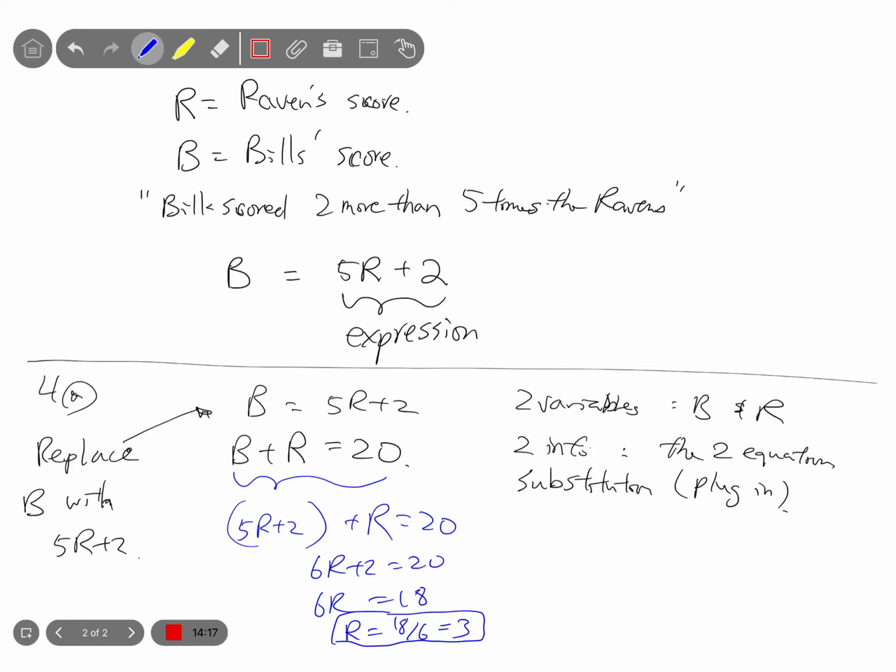So this tells me the Ravens scored 3 points. Now to figure out how many points the Buffalo Bills scored, you could just take this and plug it into any equation, or you could just say B equals 5 times 3 plus 2, which is 15 plus 2, is 17. So in this game, the Buffalo Bills scored 17 points, and the Ravens only scored 3.